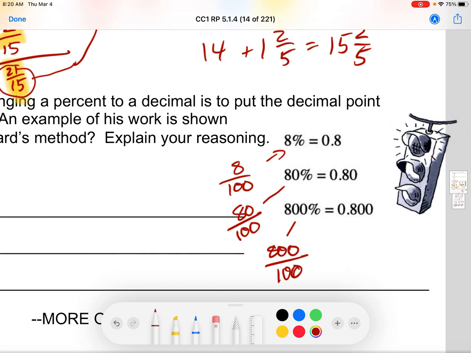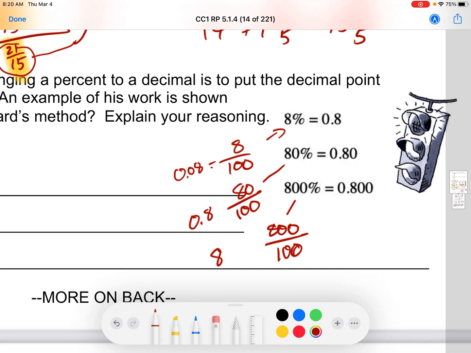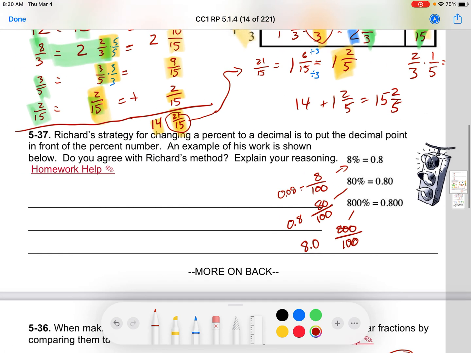And so you notice those yield different decimals in each case, right? This one would be 0.08. This would be 0.8, the actual one that we have there. And this would be 8.0 or 8 would be fine. Okay, all right. So I gave you enough information as to do you agree with his method? And then I'm going to have you finish by explaining that. Okay, if you need anything else, please let me know.